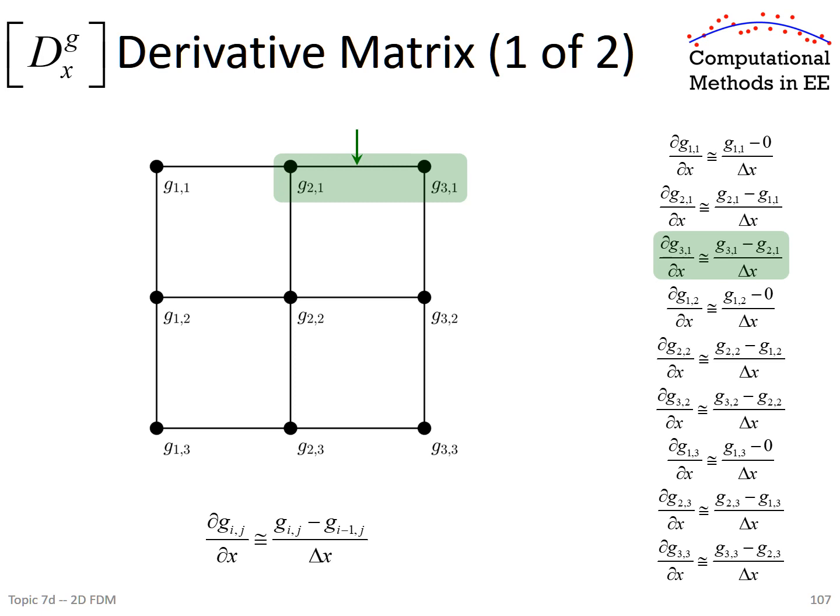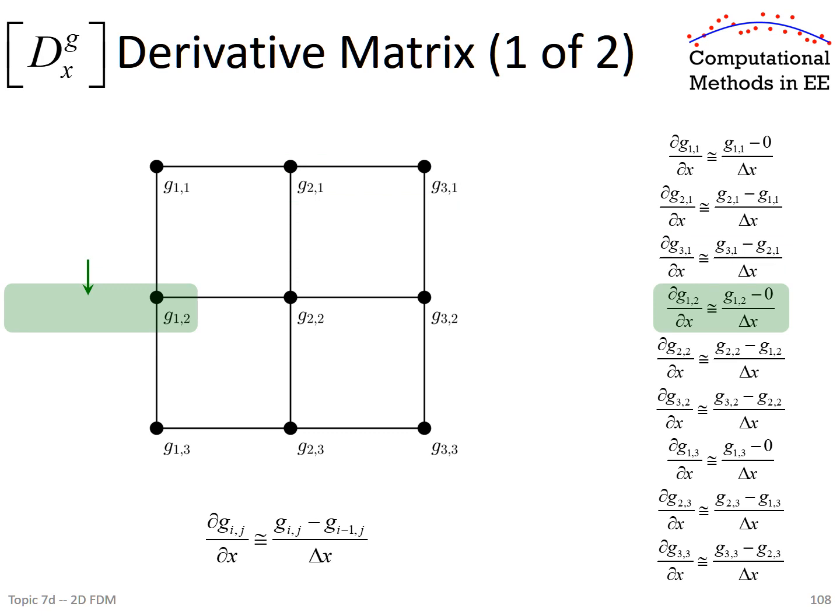Move on to our finite difference equation for G31. This is the last point on the right-hand side of the grid, but since we're reaching to the left, there is no boundary condition problem. It's just G31 minus G21 divided by the spacing.